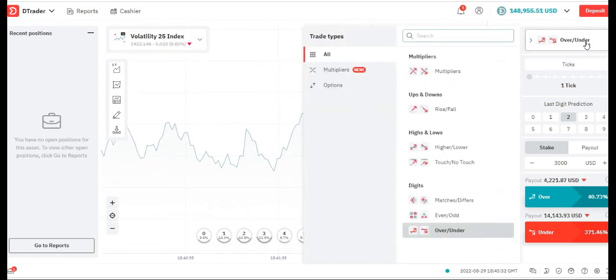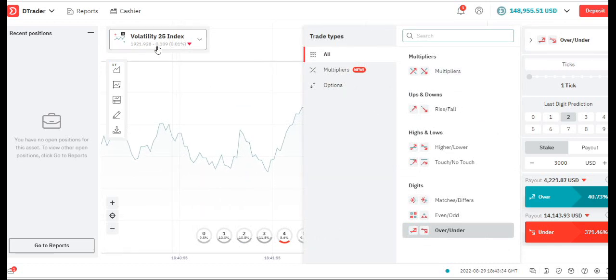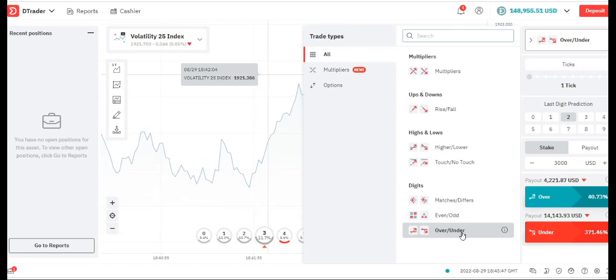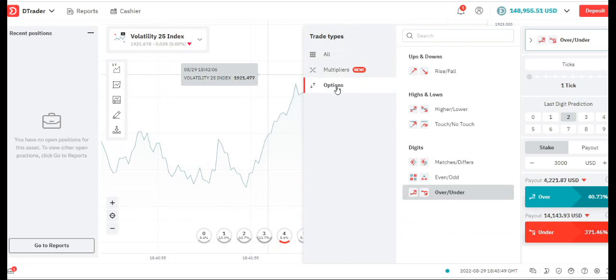Yes, we have one. There are different methods here that you can use for your volatility. We've got rise and fall, highs and lows, touch and no touch, match, differs, even, odd, and over and under. Can you see now? So we have a bunch of them there.